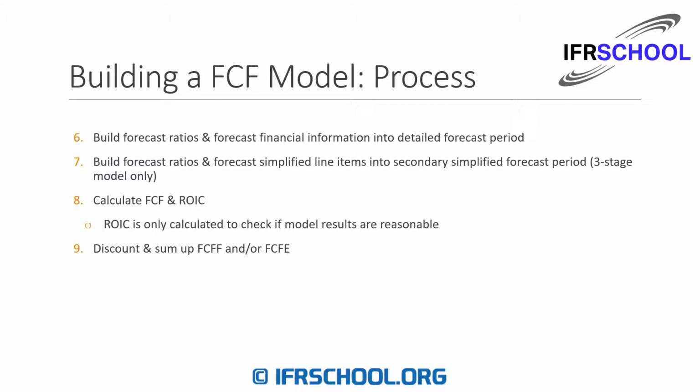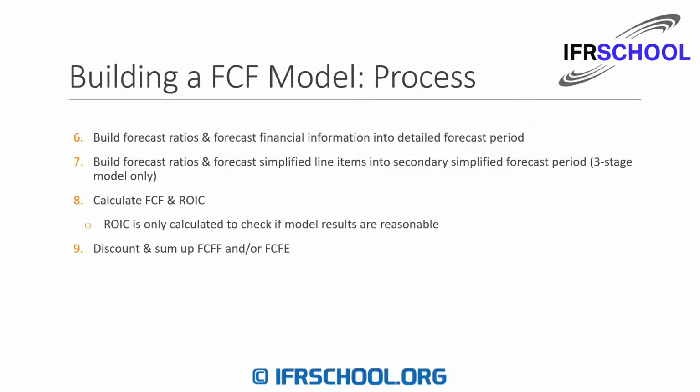Next, we should think about what drives each one of the line items in the condensed integrated financial statements. What factor causes or drives each line item to change? Once we've thought about and identified factors that drive each one of the line items, we can estimate forecast ratios for each line item in the condensed integrated financial statements. We then apply the forecast ratios to forecast the financial information over the detailed forecast period. Next, we use a select number of forecast ratios to forecast simplified line items over the secondary simplified forecast period.